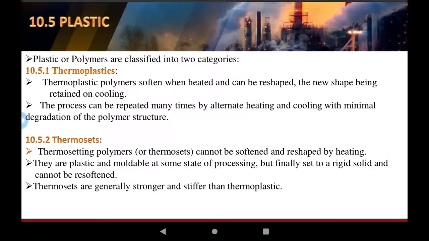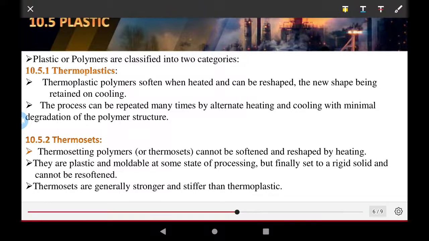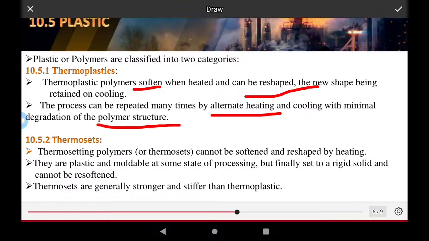Plastic polymers are classified into two categories: thermoplastic and thermosetting plastic. The thermoplastic was also presented in the earlier videos in detail. Thermoplastic polymers soften when heated, which allows a recycling operation. This is the recycling procedure for a new shape of the product, which is retained after the cooling operation. The process can be reheated many times, alternating heating and cooling, with minimal degradation of the polymer structure.